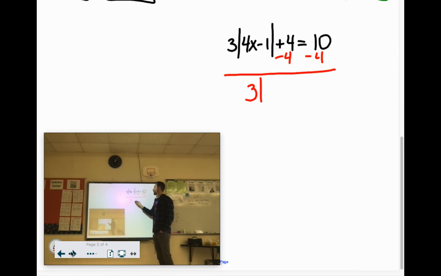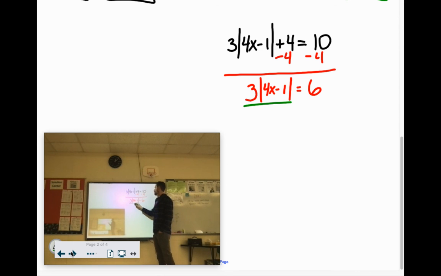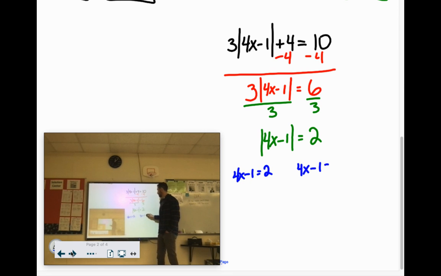3 times this absolute value stuff equals 10 minus 4 is 6. Now we're going to divide out that 3. Divide by 3, divide by 3. Absolute value of 4x minus 1 equals 2. Here's where we would set up the two equations then. 4x minus 1 equals 2. And 4x minus 1 equals negative 2.